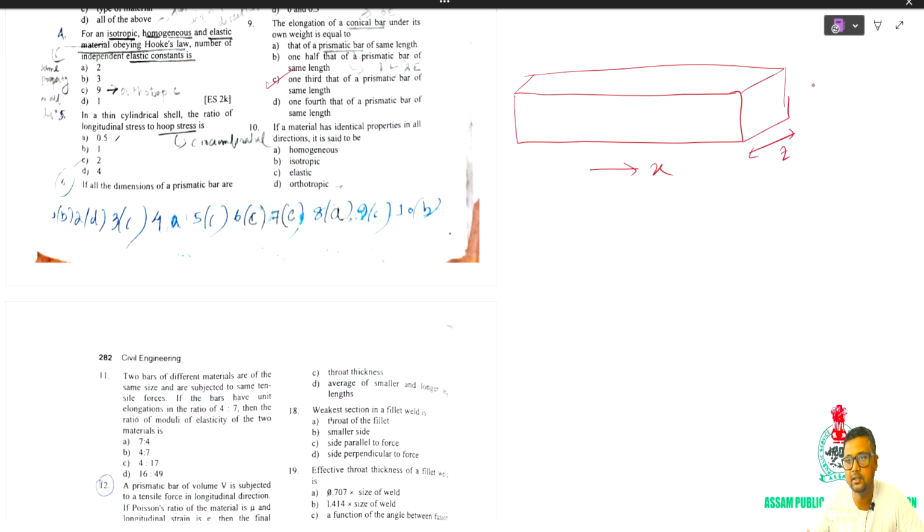If a material has identical properties in all directions, it is said to be. Now what is isotropic material? What is homogeneous material? Let me take an element. This direction is X, this direction is Z, and this direction is Y. Let me take 2 points A and B. Now first, what is homogeneous?